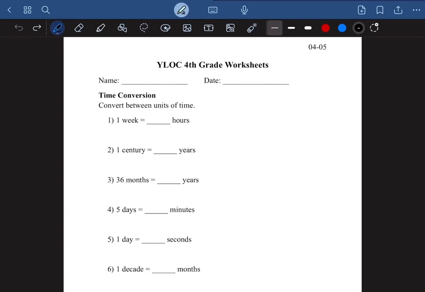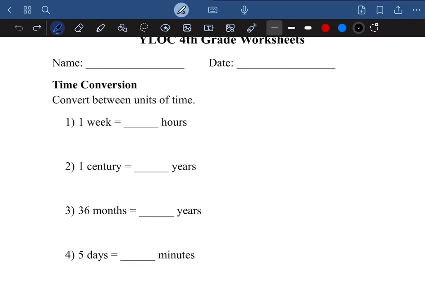This is the 4th grade lesson 5 worksheet. Time conversion. Convert between units of time. So number 1, we have 1 week is equal to how many hours?